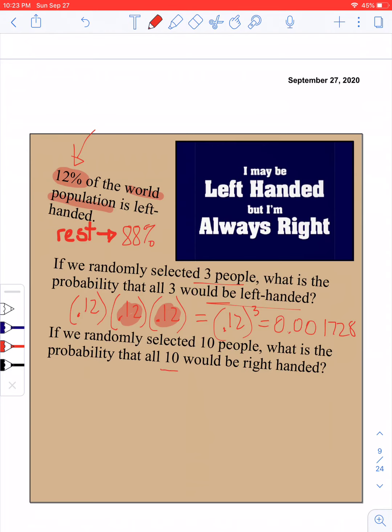Now, what is the chances that all 10 people will be right-handed? So again, if I look at the chances of a right-handed person, that would be 0.88. Again, I'm multiplying it out 10 times. That takes a long time. So instead, we're just going to say 0.88 to the 10th power. And that is approximately 27.9% if we round it off to the nearest tenth of a percent.